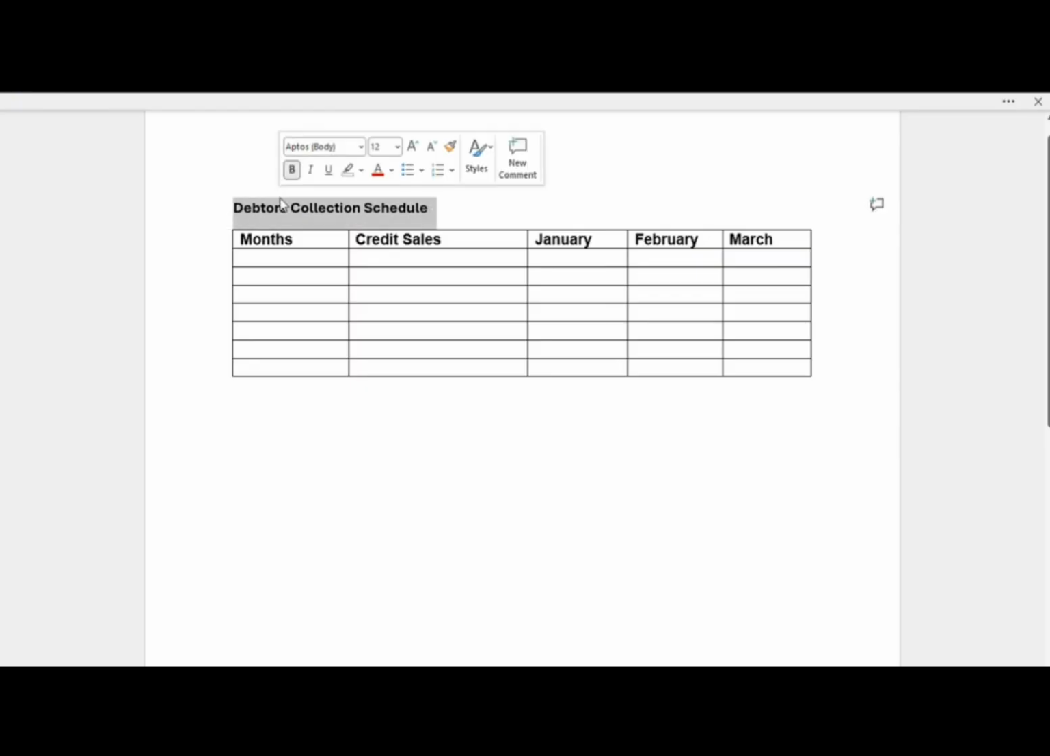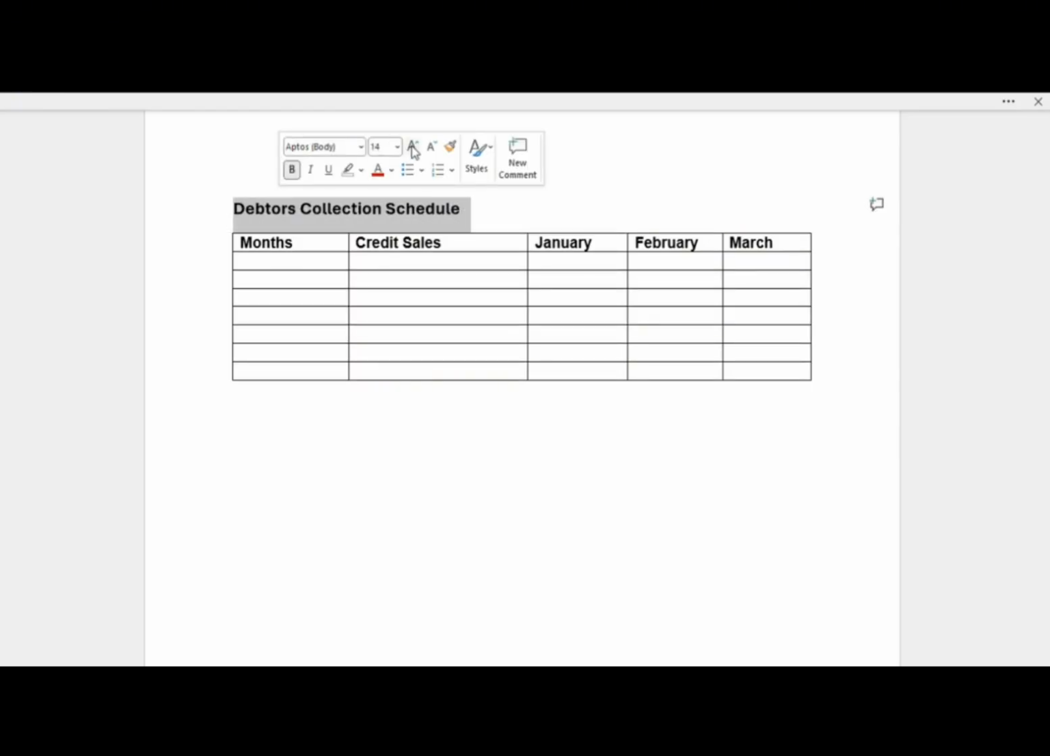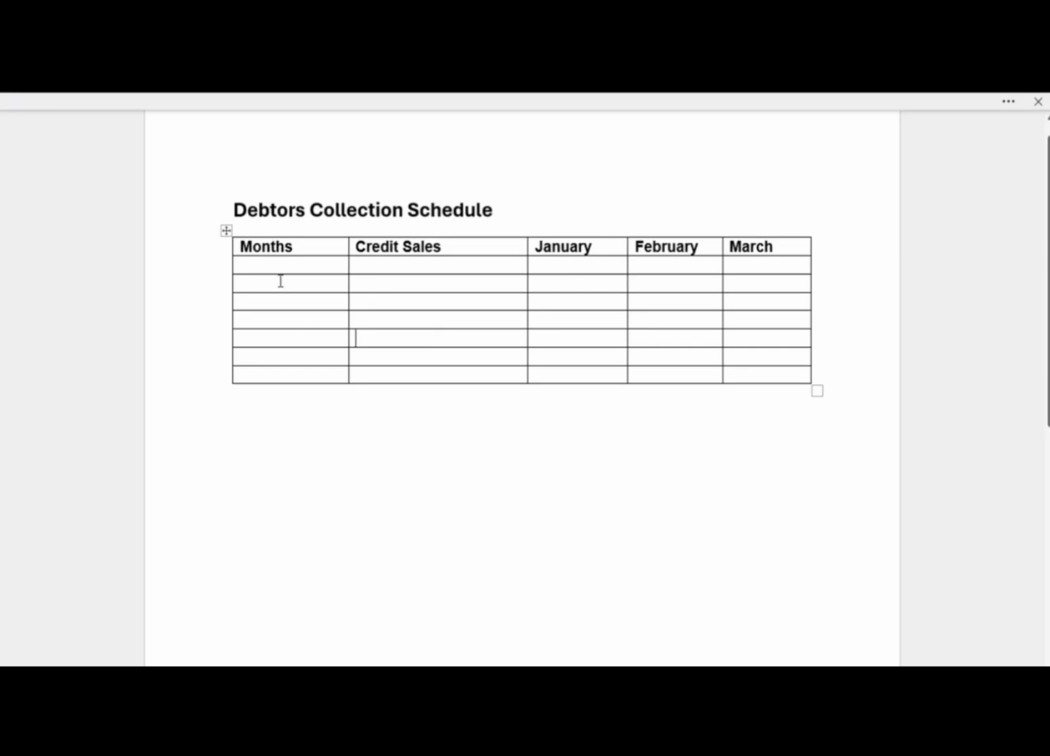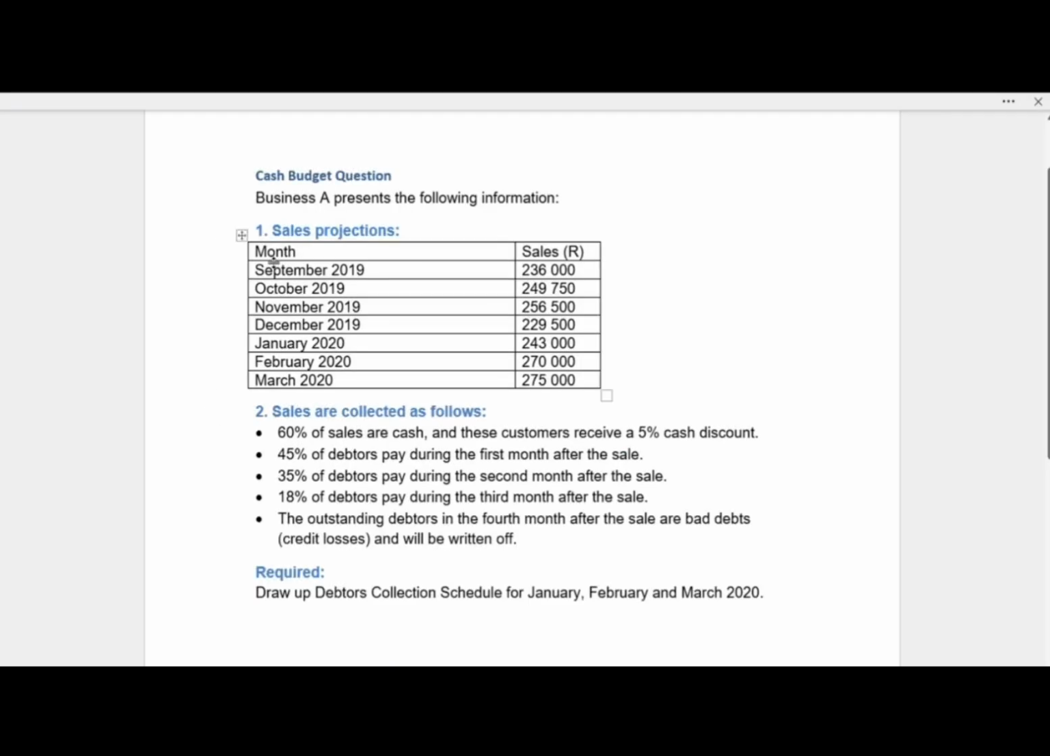For January, February, and March, right? So let's go there and prepare these schedules, this budget or this debtors collection schedule. Now the months that are given, you're going to outline all the months from September to March. That's the first thing you must do.